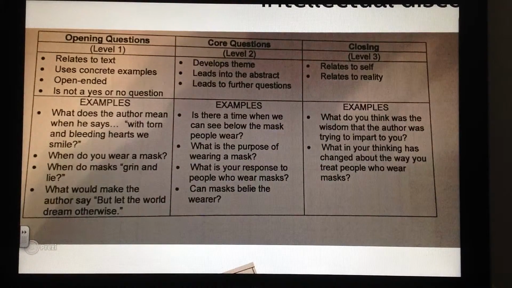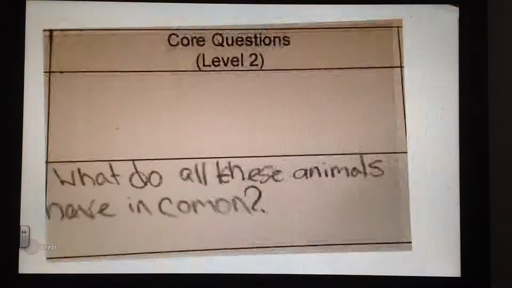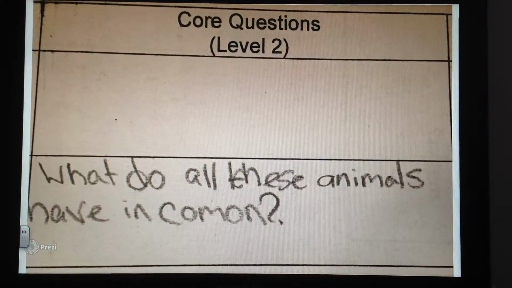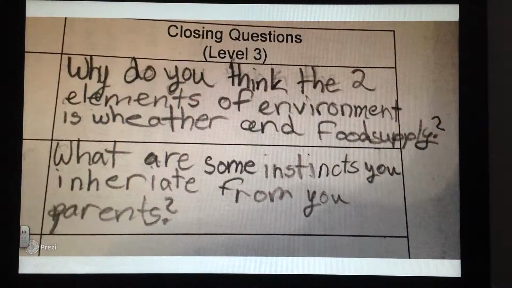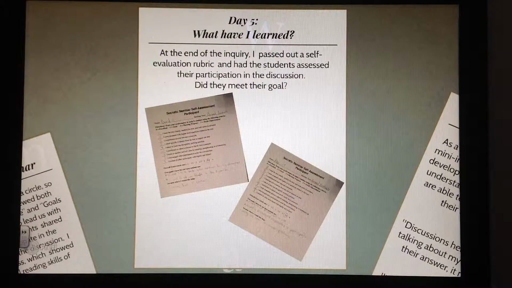Students used 3 types of questioning: opening questions, core questions, and closing questions to develop their own questions about the text. Here are some examples. At the end of this inquiry, I passed out a self-evaluation rubric and had the students assess themselves for the discussion. I asked them, did they meet their goal?